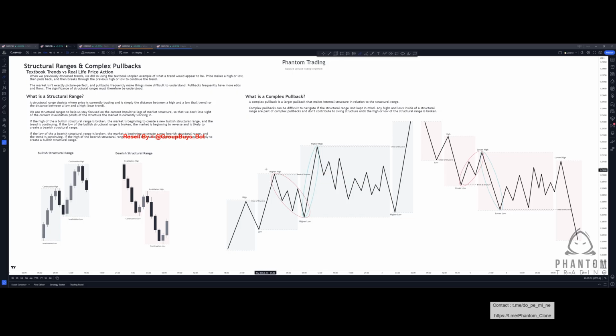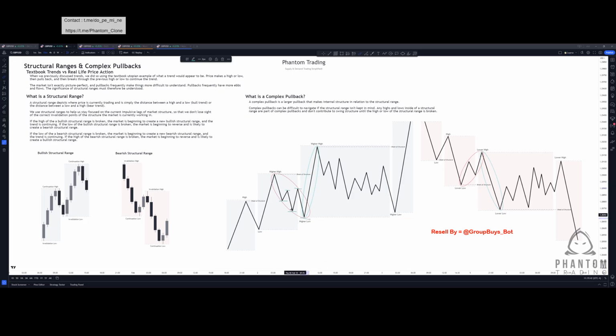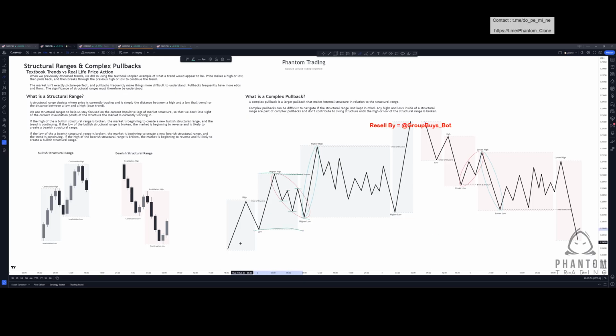So what we can see is when we look at this pullback phase that's happening, we create a low, a lower high, a lower low. This one actually has a higher high and then a lower high. Very confusing structure to be trying to follow in the market. But this is where the concept of structural ranges becomes incredibly important to keep us in tune with what's actually happening. We can see that the market is creating a series of higher highs, higher low, higher high.